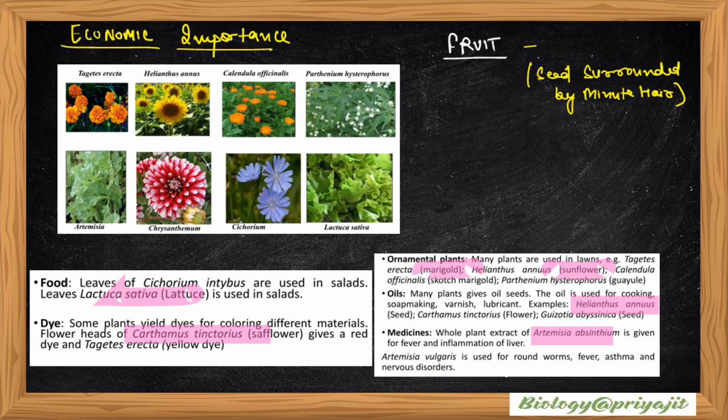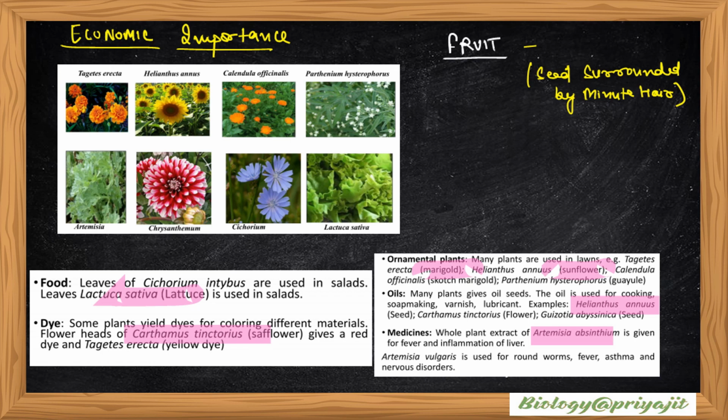Economic importance. Food. Leaves of Cichorium intybus are used in salads. Leaves of Lactuca sativa, lettuce, are used in salads. Dye. Some plants yield dye for coloring different materials. Flowers of Carthamus tinctorius give a red dye, and Tagetes erecta, yellow dye.